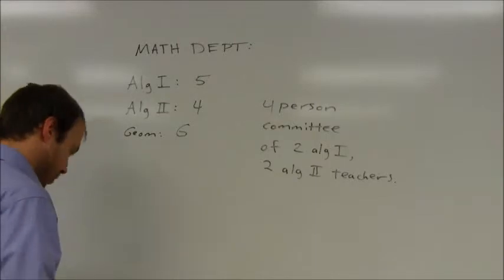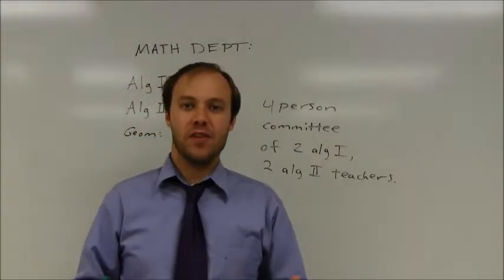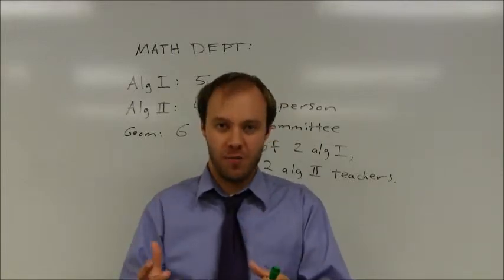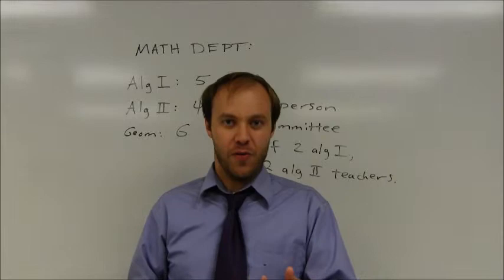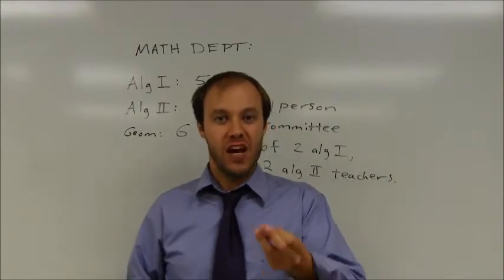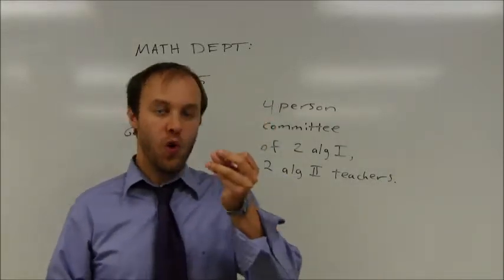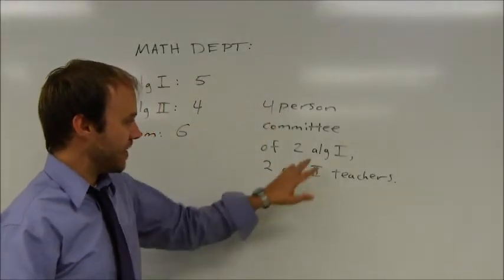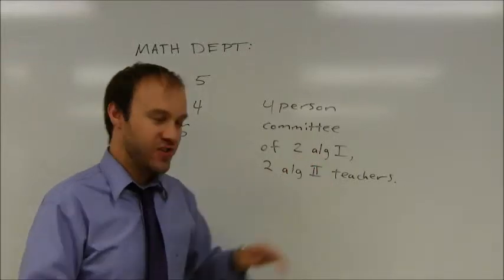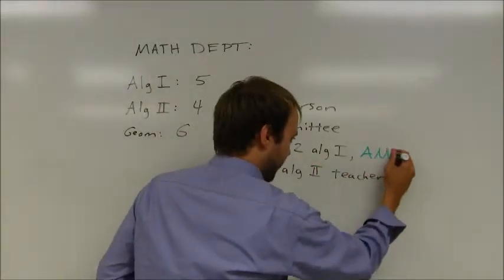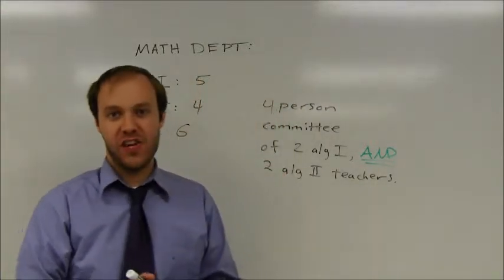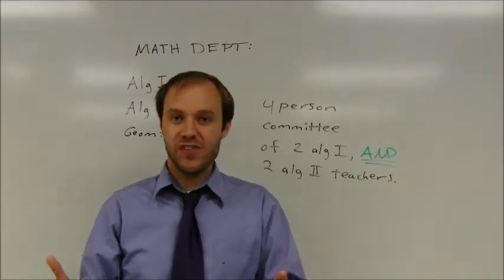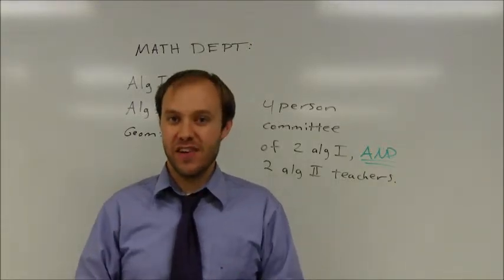The key to doing these problems is to try to break the problem down into smaller, more manageable problems. Okay? In particular, look to see if you can apply the use of the word and or the word or to break the problem into pieces. Notice here what I'm trying to do. I'm trying to get a committee of 2 Algebra 1 teachers and 2 Algebra 2 teachers. In other words, I can break this up into 2 separate parts, and as we've discussed, that and usually suggests that I'm going to be multiplying.